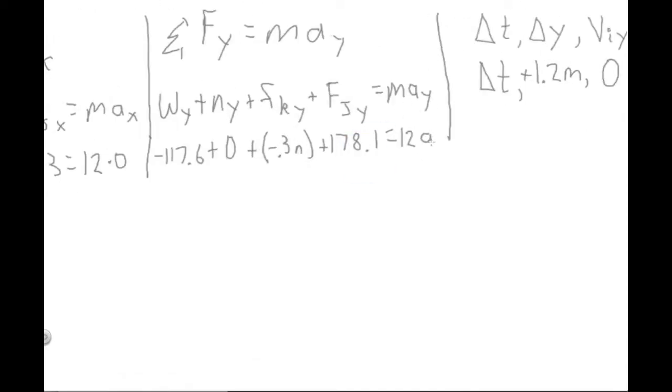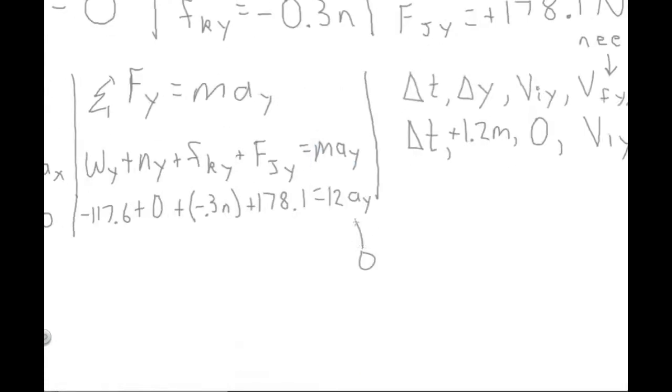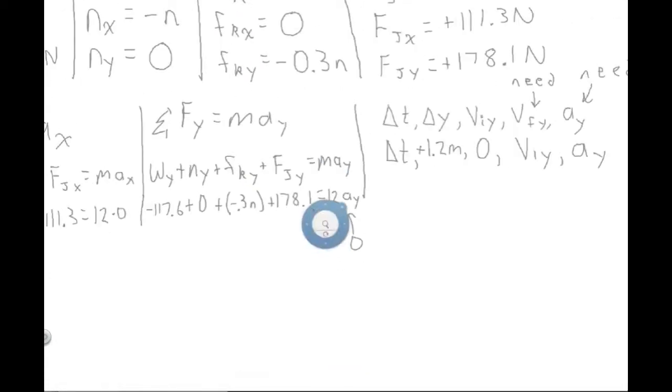How about a sub y? Well, we just don't know what a sub y is, so we have to continue to just write that as the symbol, a sub y. Remember, a sub y is going to be our connecting link between our kinematics and our Newton's second law. Can we say that a sub y is 0? No. There's no reason to think that the object is motionless in the y component.